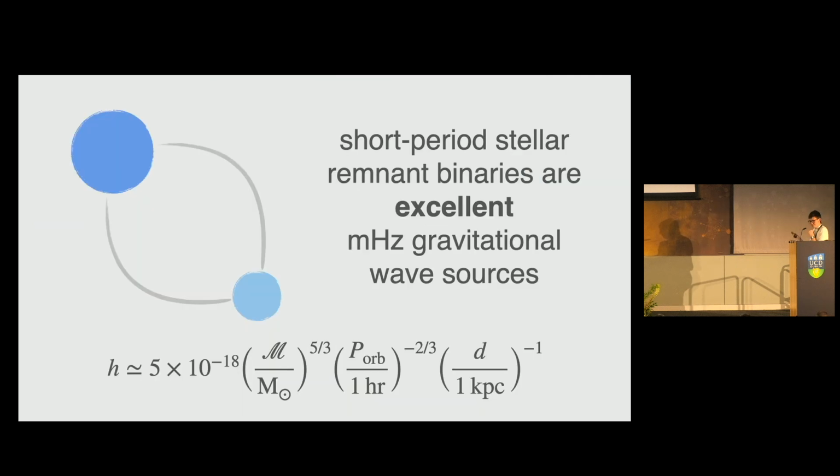So many of you may know this already, but just to be sure, short period stellar remnant binaries are really great millihertz gravitational wave sources, and that's just because they have short orbital periods. Many of them are close by, many of them are in the galaxy, and many of them don't have tiny, tiny chirp masses. So when you put a standard binary in, you get pretty strong strains. That's maybe not so surprising.